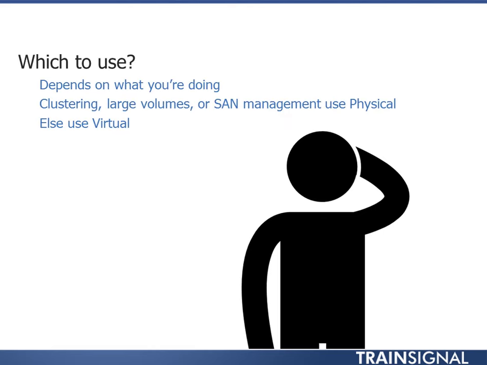So which do I use? Well, it depends on what you're doing. Clustering, large volumes, or SAN management, use physical. Else, use virtual. Why would I use virtual? I don't really have a great reason for that. There's not a lot of good reasons to use a virtual mode RDM. Usually, if you have the reason, use physical. If you don't need physical, you don't need virtual mode RDMs. But it is an option out there.